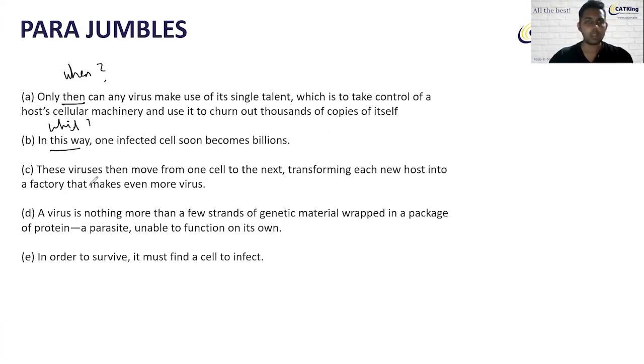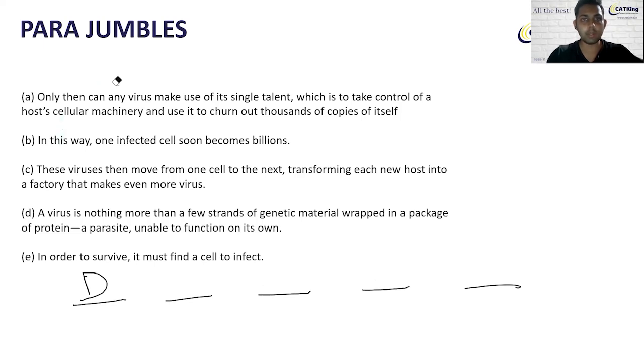I don't know. A virus is nothing more than a few strands of genetic material wrapped in a package of protein, a parasite unable to function on its own. Okay. I have defined what a virus is, right? A, B, and C are referring to something about a virus, but first of all I have not defined the virus. A parasite unable to function on its own. In order to survive, it must find a cell to infect. Unable to function on its own in order to survive. Did you see the connection? Okay. Cell to infect.